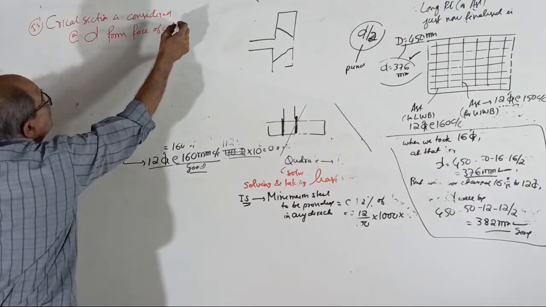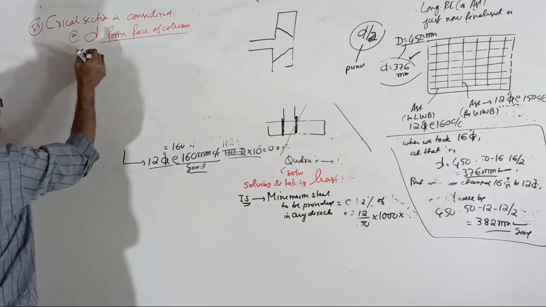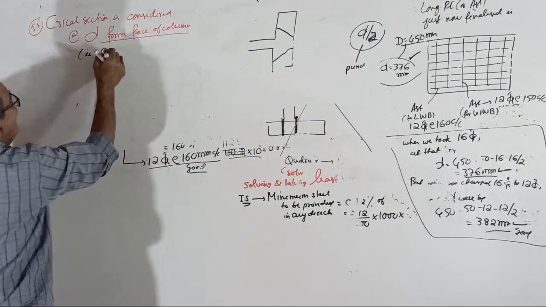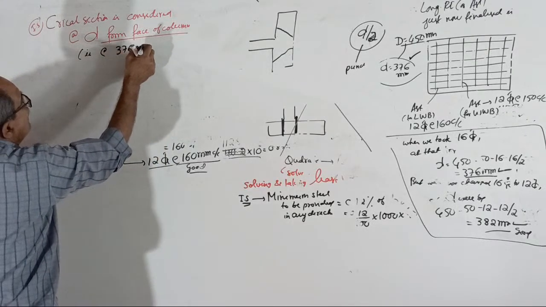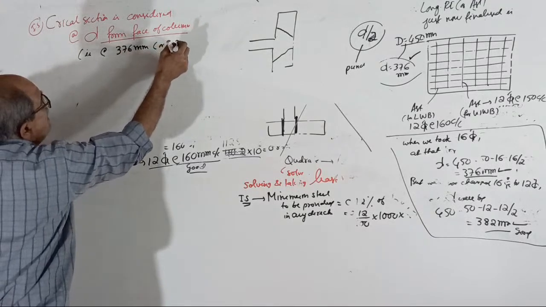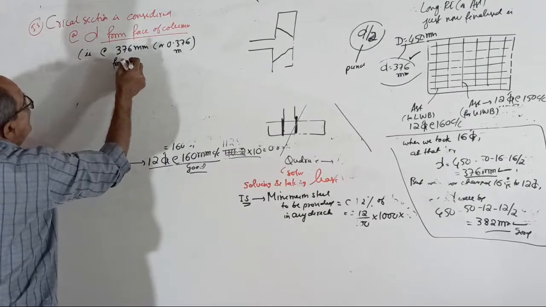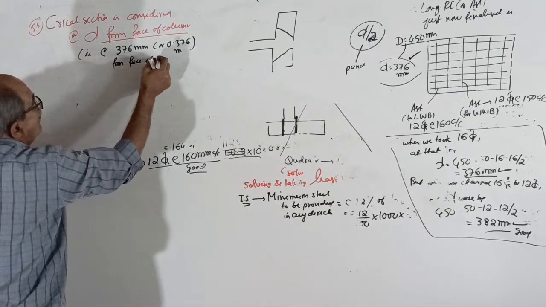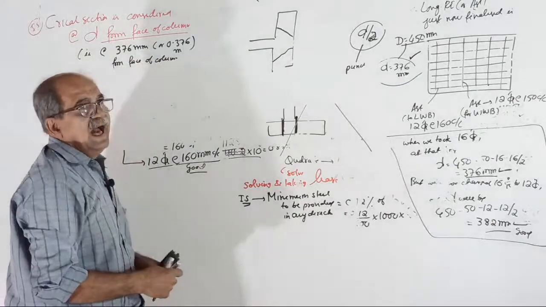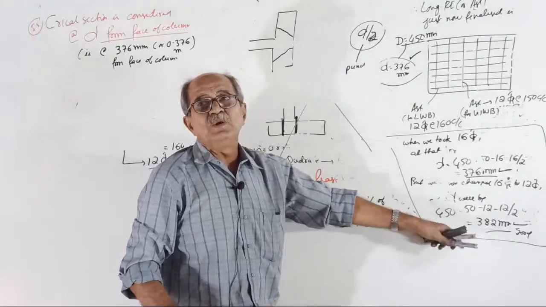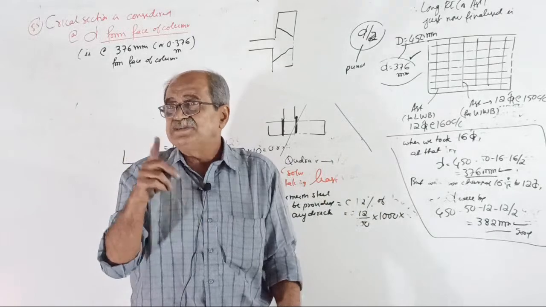I am writing using red color. Face of the column. For our problem, at what distance? 376 millimeter, or 0.376 meter from face of column. For our question, your D is 376. One minute, actually D is 382. So the critical section will go slightly further by 6 mm.